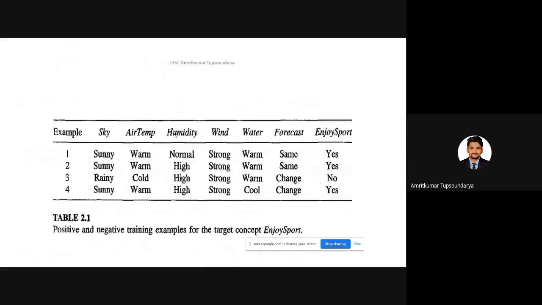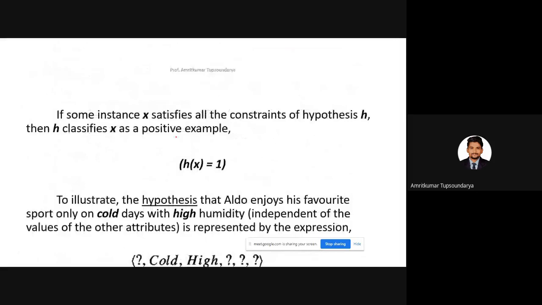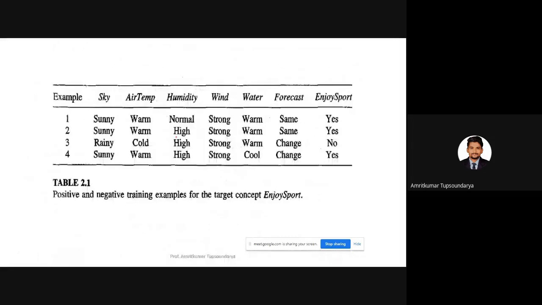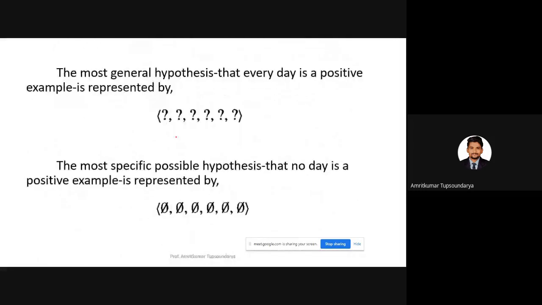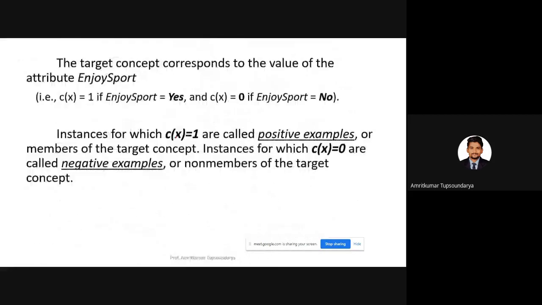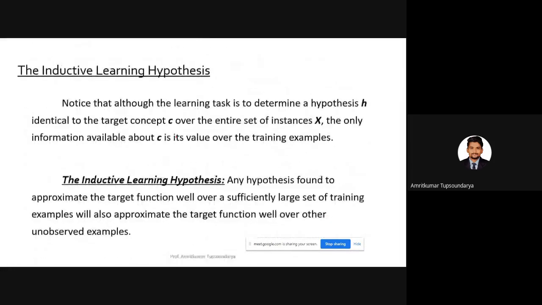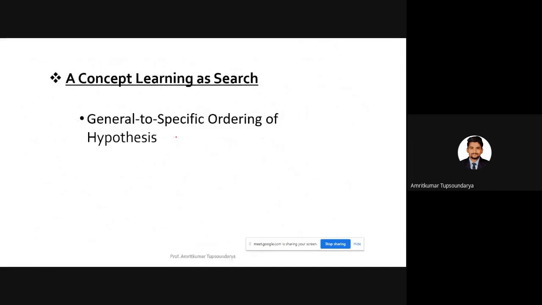So this is what we have learned in our previous lectures. We discussed the representation of hypotheses and the attributes, taking the example of EnjoySport. Starting off with concept learning as a search, we'll be discussing the general to specific ordering of hypotheses.